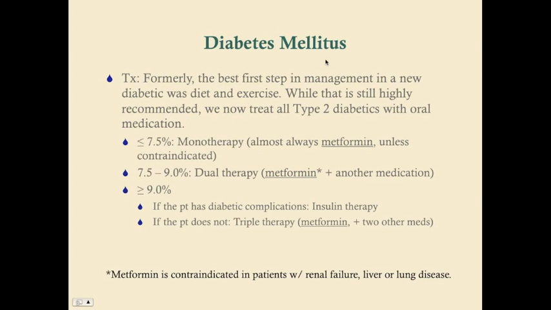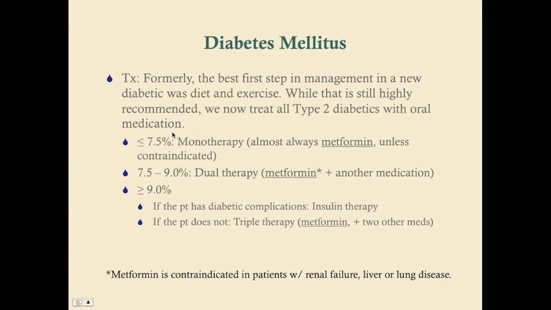So formerly, the best step in management was to start the new diabetic on a protocol of diet and exercise, have them come back in another month, or in 3 months, and then check their A1C levels to see if it's improved. While diet and exercise are still recommended, at this point we generally treat all type 2 diabetics with some kind of anti-hyperglycemic medication. So in addition to starting with diet and exercise, we add metformin.